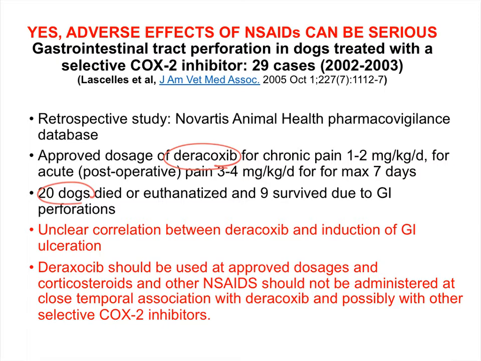But the problem with this was there was an unclear correlation between daracoxib and the induction of GI ulceration. The statement made by the authors at the end of this paper was that basically daracoxib should be used at approved dosages, and corticosteroids and other NSAIDs should not be administered in close temporal association with daracoxib and possibly with other selective COX-2 inhibitors. So what they were saying is, yeah, okay, the COX-2 selective, quote unquote, inhibitors were not as selective or as unencumbered by adverse effects as certainly the marketing people hoped for, but they were also trying to point the finger a little bit towards corticosteroids and other NSAIDs that might have been administered at the same time. And so the conclusions became a little bit muddied in this study.